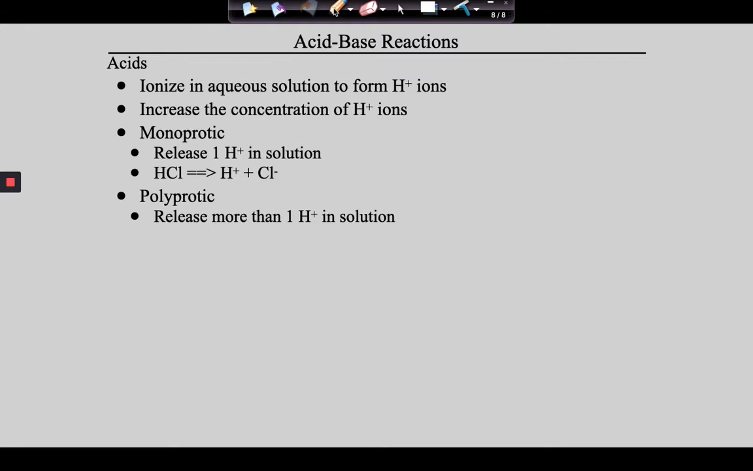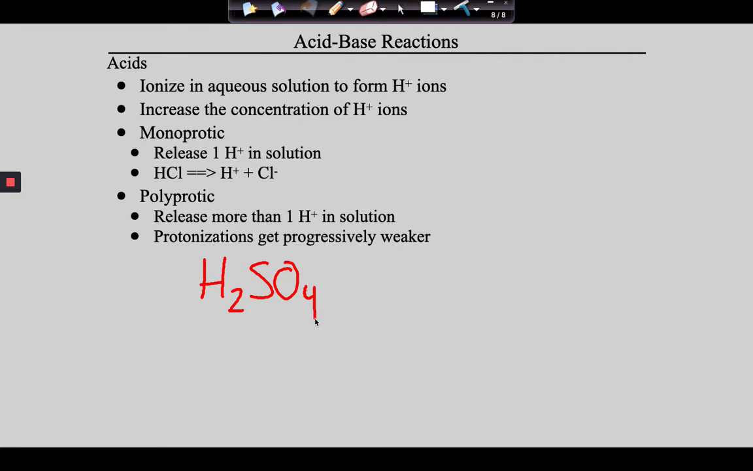So guys, you probably have picked up on this. Polyprotic obviously means that it gives away multiple hydrogens. The thing that you need to understand, guys, is that these releasings of hydrogens become progressively weaker. Let me show you what I'm talking about. Write this down with me, gang. This is the only strong polyprotic acid. There are 7 strong acids. Only one of them is polyprotic.